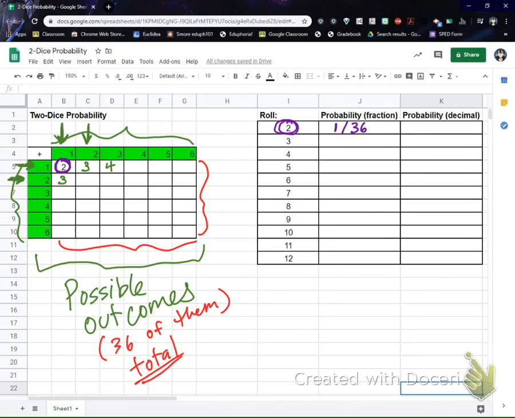And then the probability as a decimal, we'll actually have to divide that. So if you go over here and write equals 1 divided by 36, then Excel, or rather Sheets, is going to turn that into the decimal result for that. I will give you a copy of the spreadsheet and fill in those values right there, so this should be pretty easy for you to finish.